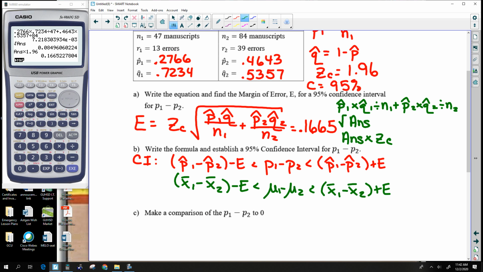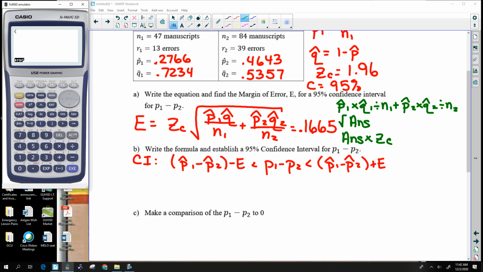All right, anyways, I digress. Let's keep going back to what we're dealing with here. This is going to be p hat 1 minus p hat 2 minus E, and then the right-hand side is p hat 1 minus p hat 2 plus E.